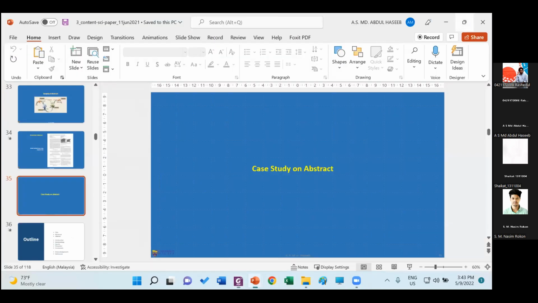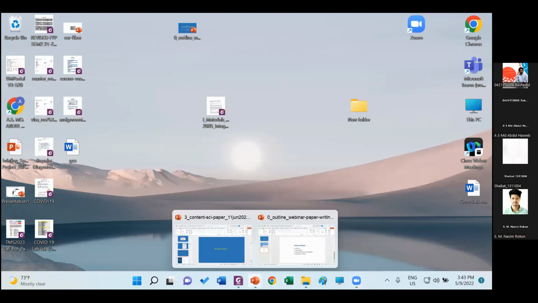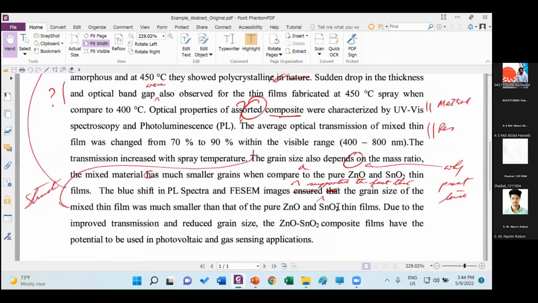Okay, now I want an opinion from you. Who can give me? Are you all there? Raisa? Yes, sir. Okay, but I cannot see your names. Anyway, I want to have your opinion. What do you think about this abstract? Who can tell me?